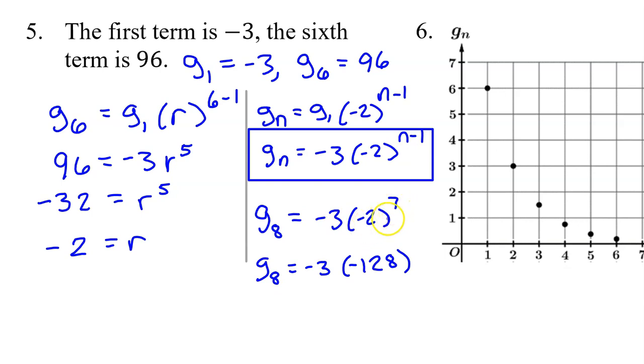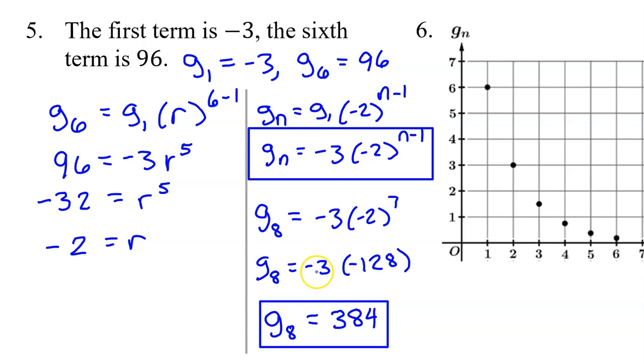-2 to the 7th power is -128. And -3 times -128 is 384. So that's the 8th term.